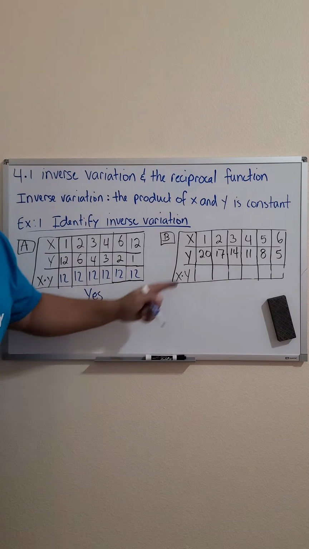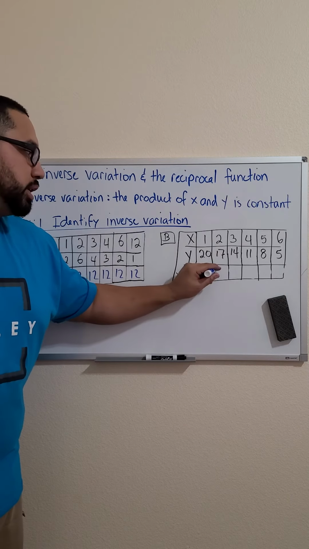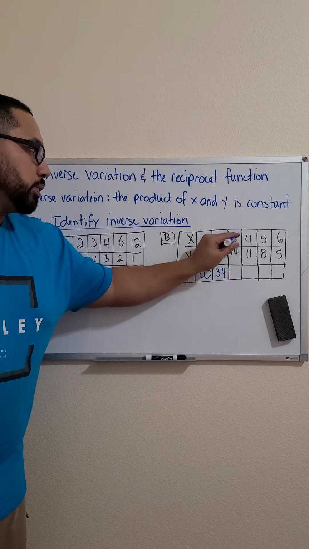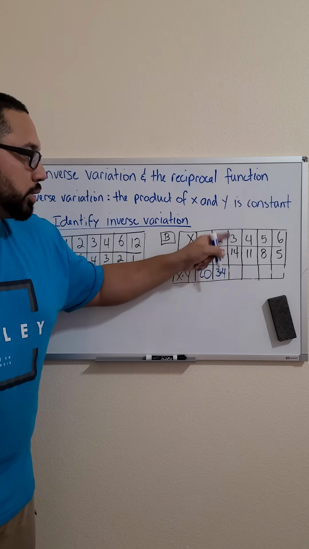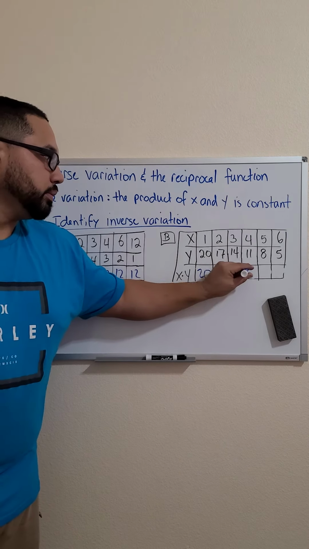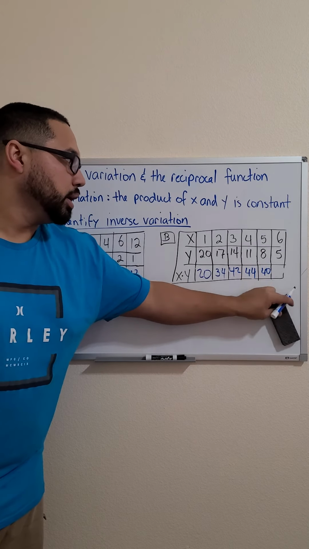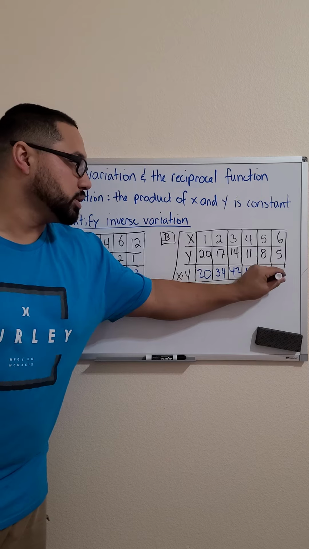Here we go. You have 1 times 20, which is 20. 2 times 17, which is 34. 3 times 14, which is, let's see, 30 and 12, that's 42. 4 times 11, 44. 5 times 8, 40, and then you have 6 times 5, which is 30.